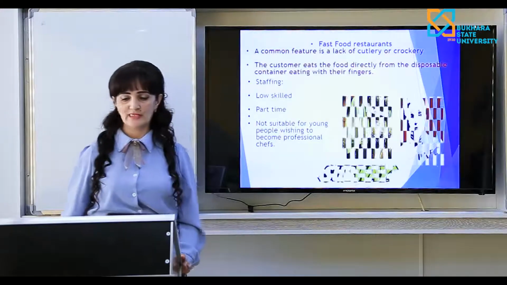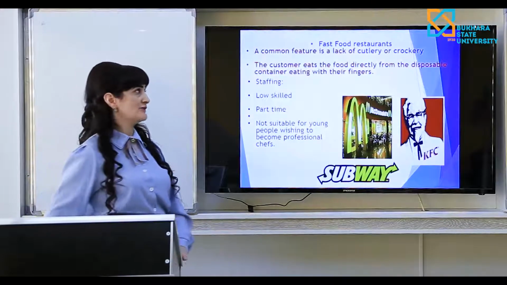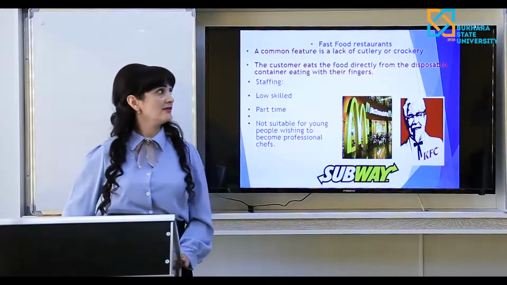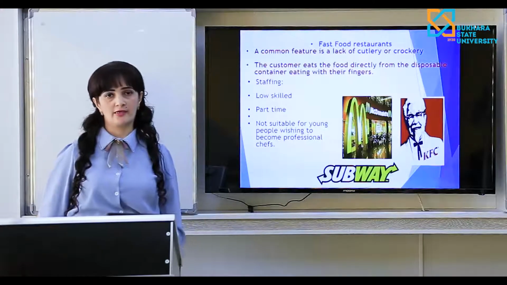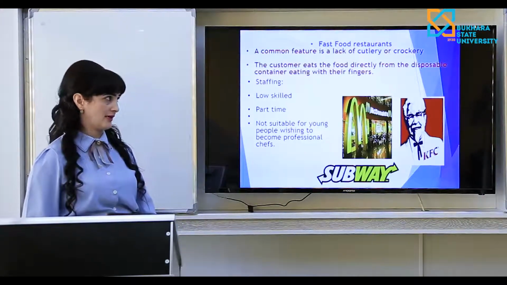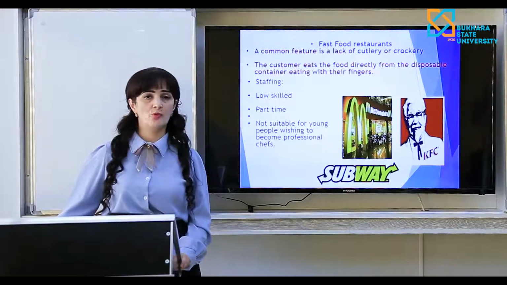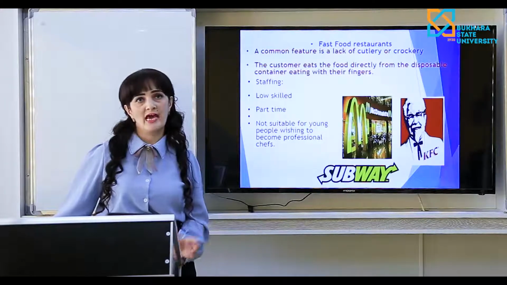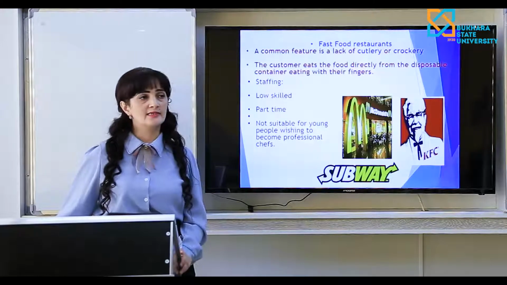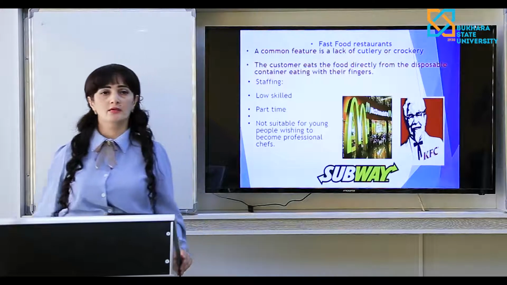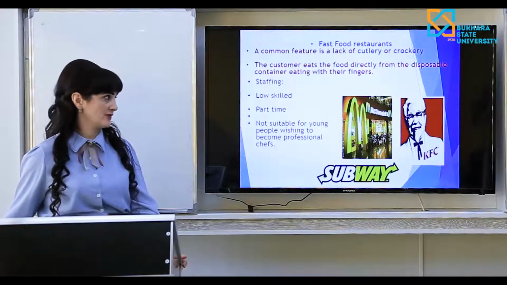So what about fast food restaurants? Fast food restaurants lack cutlery and crockery. What is cutlery and crockery? People do not have their meals with cutlery; they have their meals with their fingers. They do not use a spoon or a fork while they are having their meals at fast food restaurants.